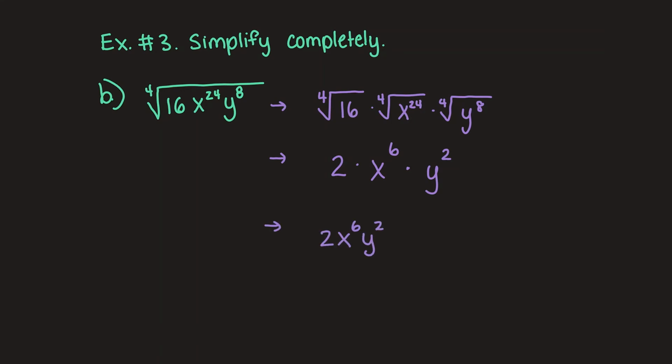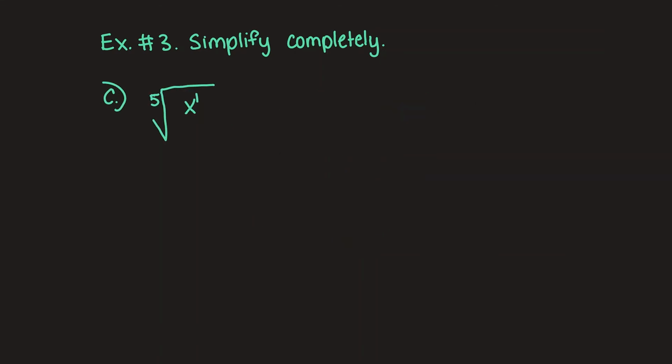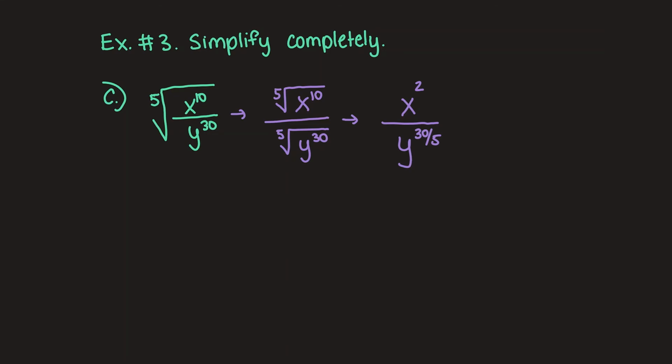Therefore, this simplifies to 2x to the 6 y squared. For the next example, we can use our quotient rule to write these as 2 separate radicals. And notice that the exponents on the variables are divisible by the index. So we can rewrite this as x raised to the 10 over 5, which reduces to x squared, over y raised to the 30 over 5, which reduces to y to the 6th. And now our expression is simplified.